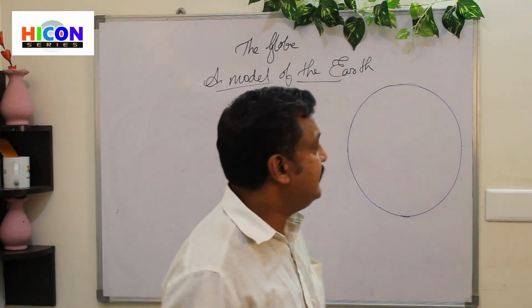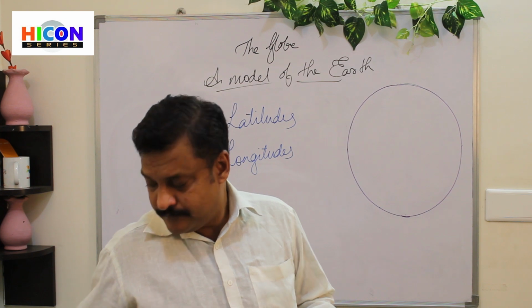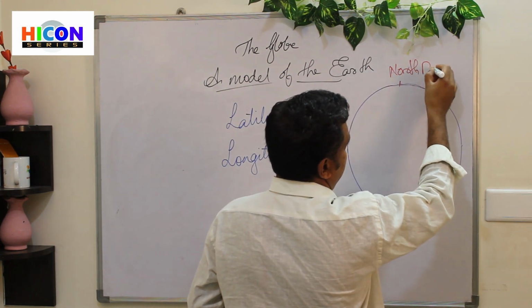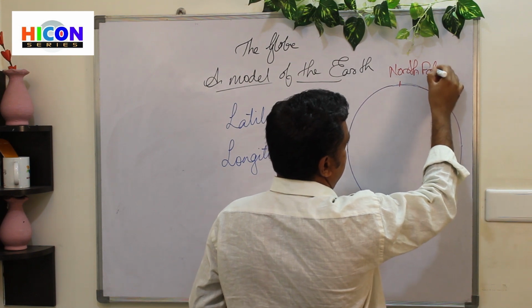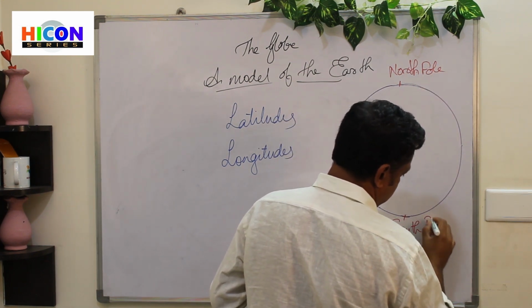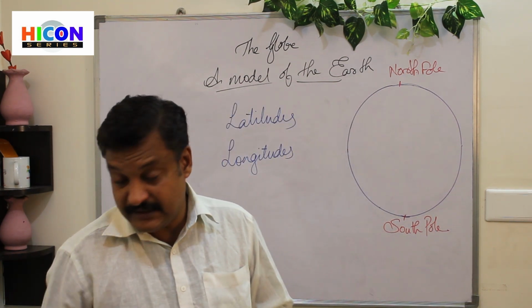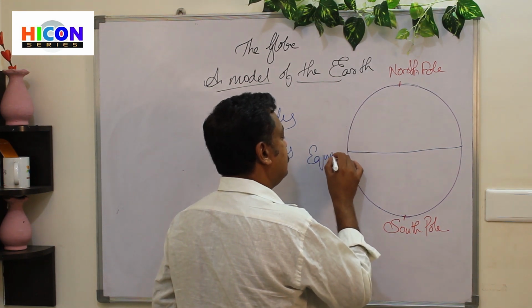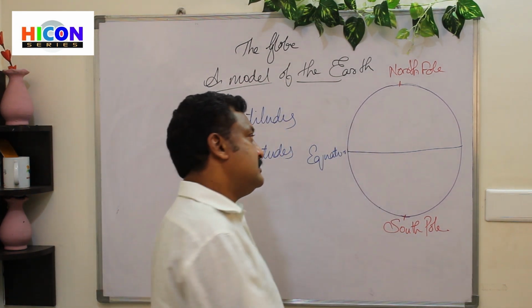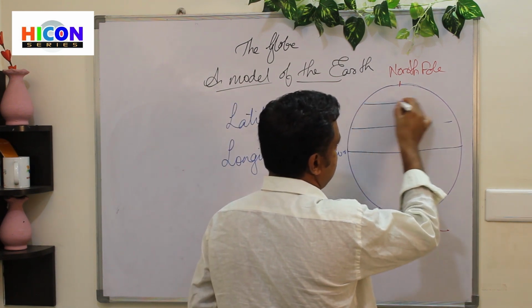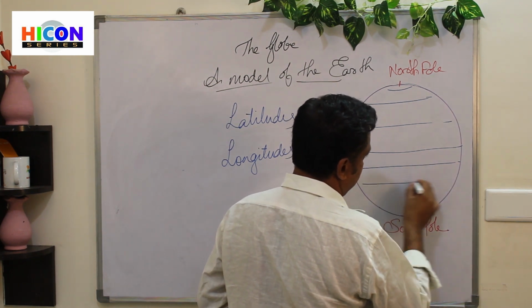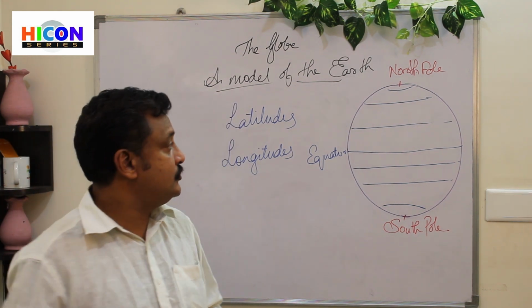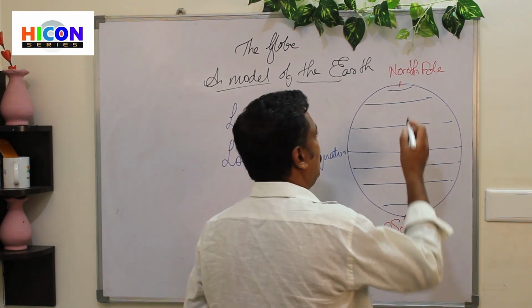So, in the beginning, we have seen the North Pole and the South Pole. Okay. So, there are two polar regions here. This is called the North Pole and this is called the South Pole. And there is an imaginary line that passes through the center of the earth. We call it an equator. Right? So there are some more lines that run parallel to this. And there are some other lines also which come from pole to pole.